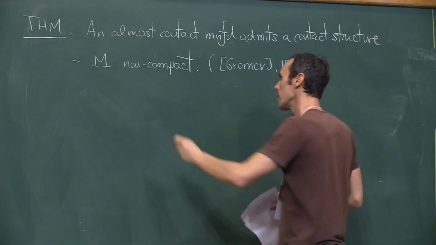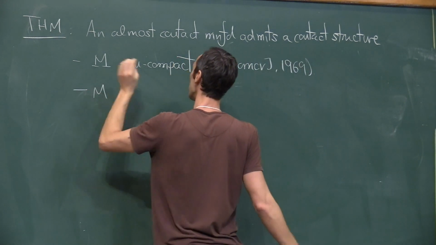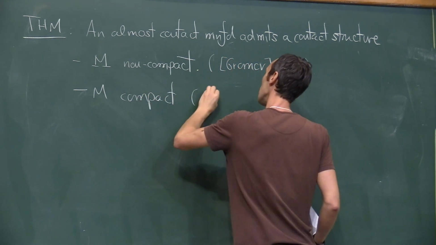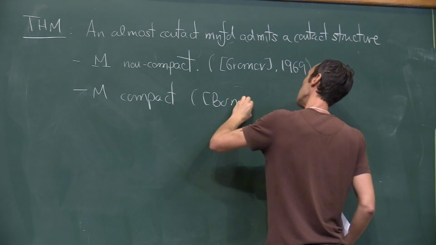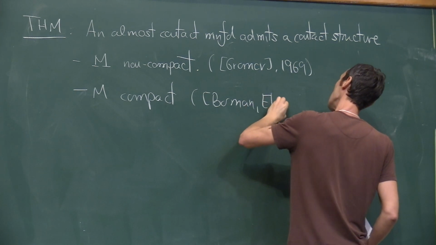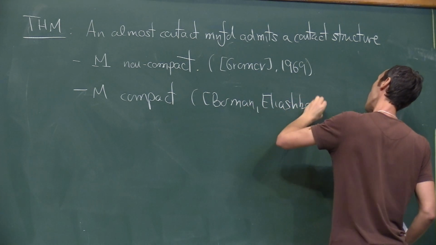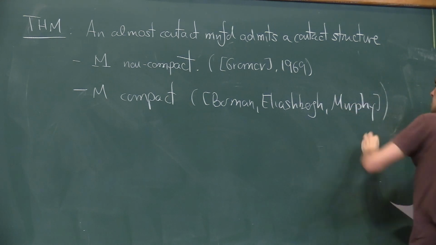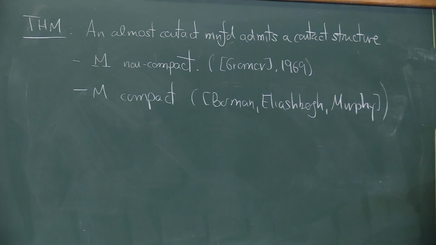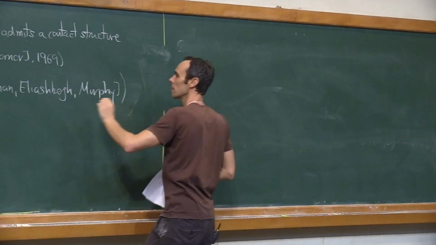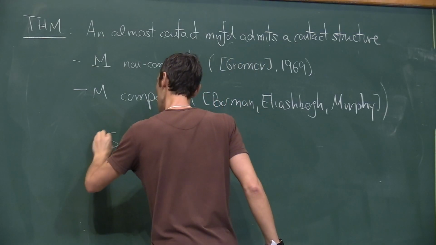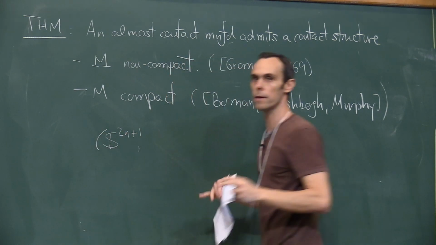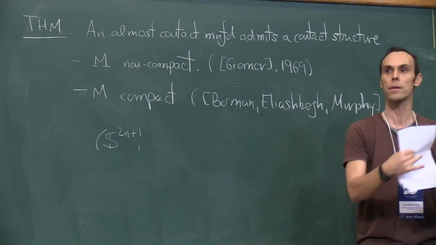And the work of Borman, Eliashberg, and Murphy was to show essentially how a contact structure defined on the sphere extends to a contact structure defined on the ball.